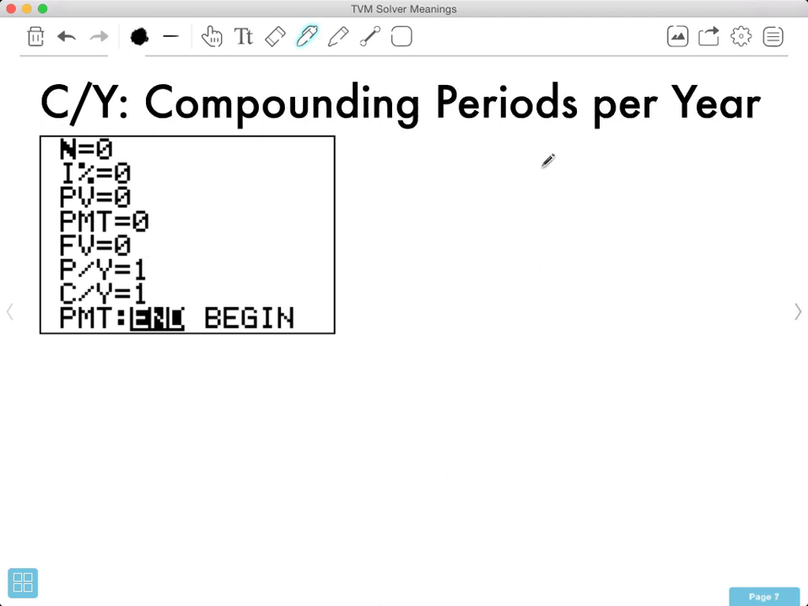C/Y is how many times the interest is compounded per year. By default, C/Y is 1, meaning your interest is compounded annually. A lot of times in the question they will tell you the interest is compounded annually, monthly, quarterly, daily, in which case you put in the appropriate amount per year. So if we were going to be having interest compounded quarterly, we would come here and put a 4. If the question does not mention compounding periods per year, it's very common to just make your compounding periods per year the same as your payments per year.